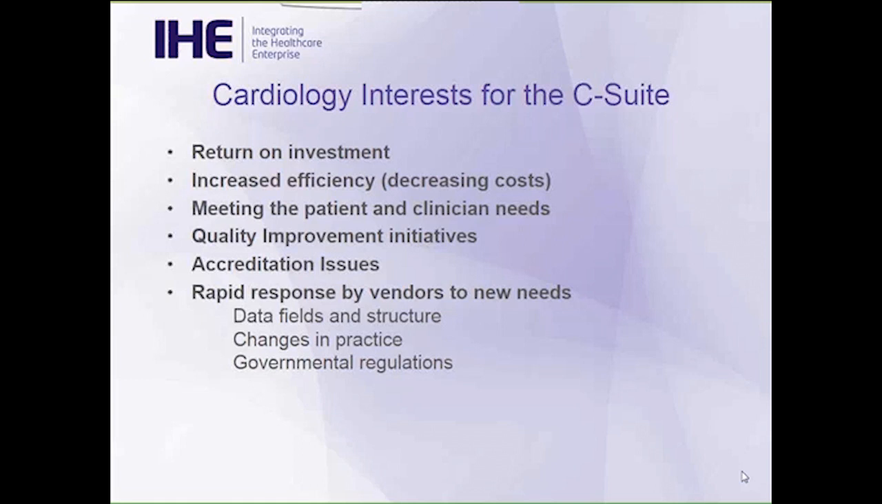And at the same time, they have to be sure they're meeting the needs of the patient and the clinicians. There are also multiple quality improvement initiatives, which are now being linked to reimbursement, and accreditation issues, not just through the Joint Commission, but also such agencies as the Intersocietal Accreditation Commission, the ACC and their accreditation arm, American College of Radiology. So there's multiple accreditation agencies that need to be brought into the loop.